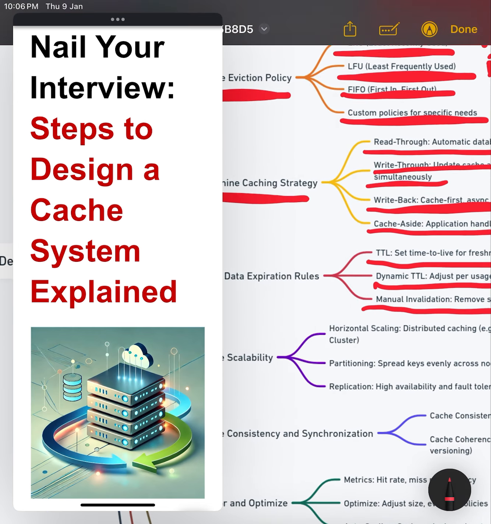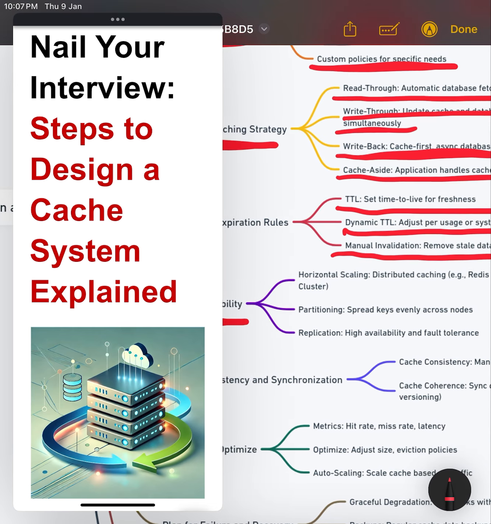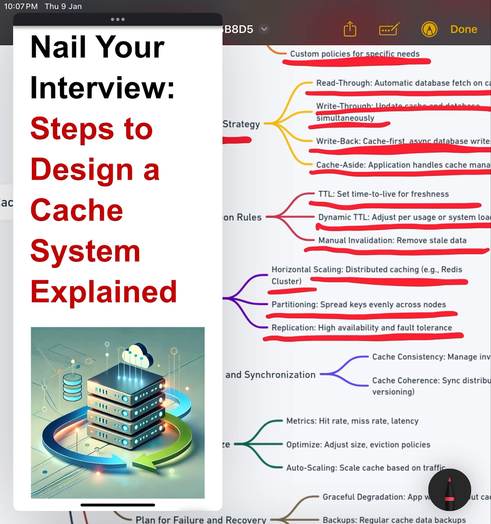7. Ensure scalability. Horizontal scaling. Use distributed caching systems to scale across multiple nodes, e.g. Redis Cluster, Amazon ElastiCache. Partitioning. Partition cache keys across nodes to distribute the load evenly. Replication. Replicate data across nodes for fault tolerance and high availability.